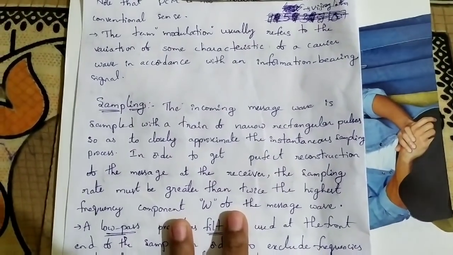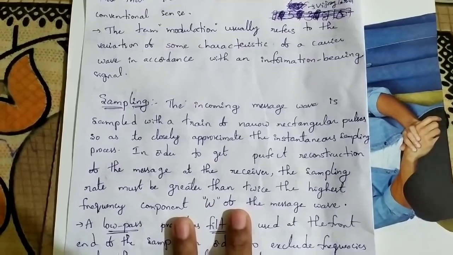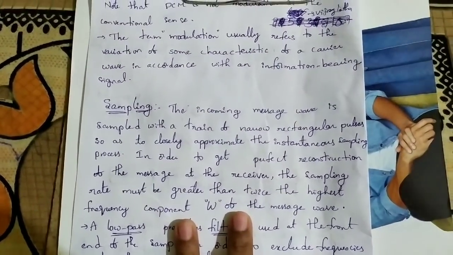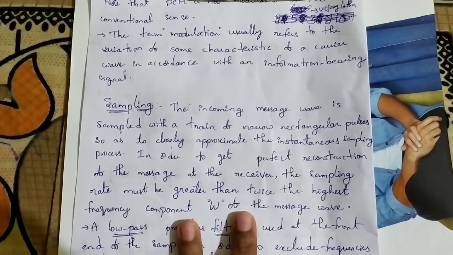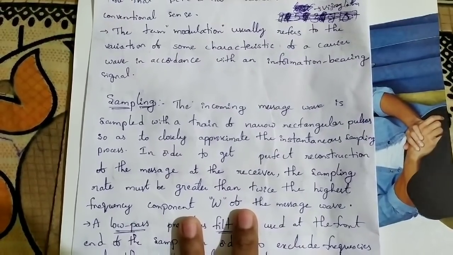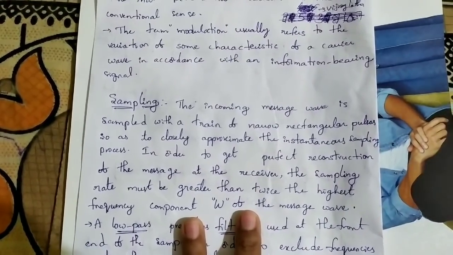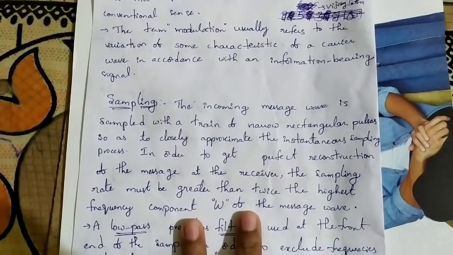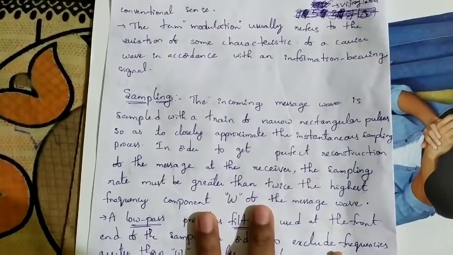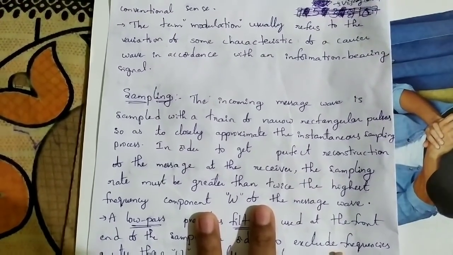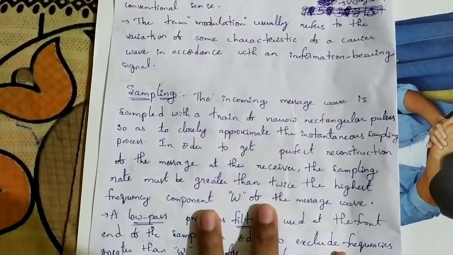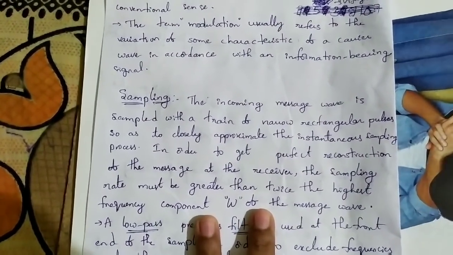Today we will see the transmitter, transmission channel and receiver blocks of the PCM, that is, pulse code modulation system. First of all, we should know the definition of modulation. It usually refers to the variation of some characteristic of a carrier wave in accordance with an information bearing signal, that is, the message signal or baseband signal. Varying the characteristics of the carrier in accordance with the instantaneous amplitude of the message signal is called modulation. This you know very well, I think.